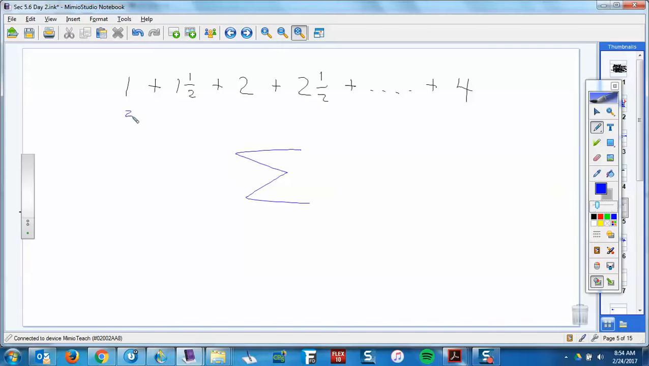But if I would have written it this way, isn't this the same thing? Isn't that blue one the same thing? But look how much easier that is to write. If I start my i at 1, how would I write these terms?